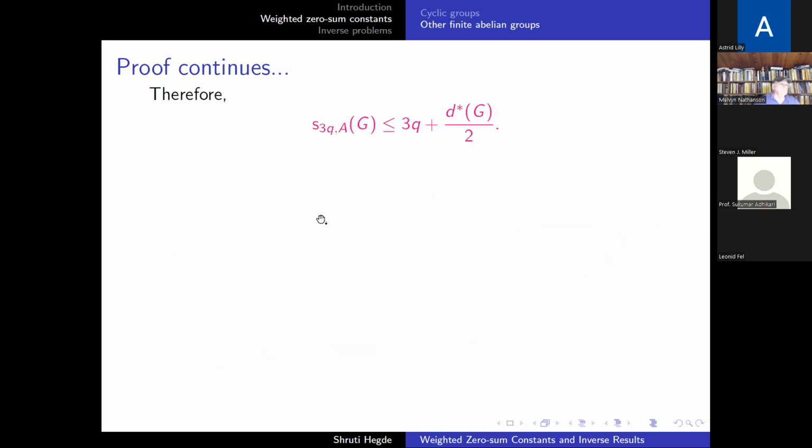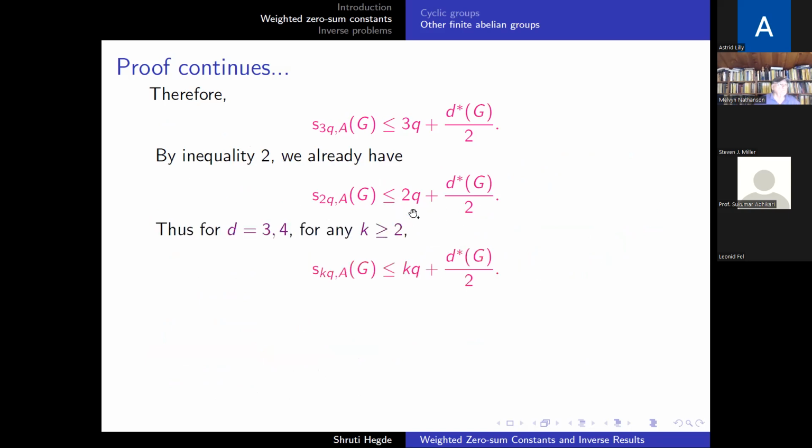And this contradiction shows that our assumption was wrong. There is a 3q length A-weighted zero-sum subsequence in the given sequence. Therefore, S_{3q,A}(G) is less than or equal to 3q plus D*(G)/2. And our inequality 2 was S_{2q,A}(G) is less than or equal to 2q plus D*(G)/2. So we can combine these two and we can say that S_{kq,A}(G) is less than or equal to kq plus D*(G)/2 for any integer k greater than or equal to 2 when the rank is 3 or 4.